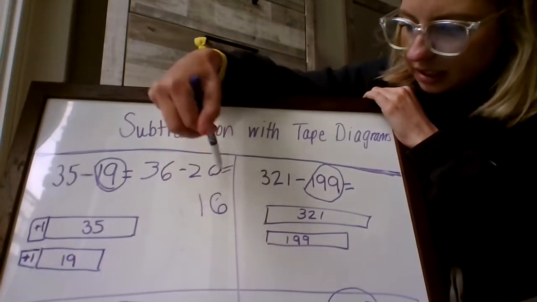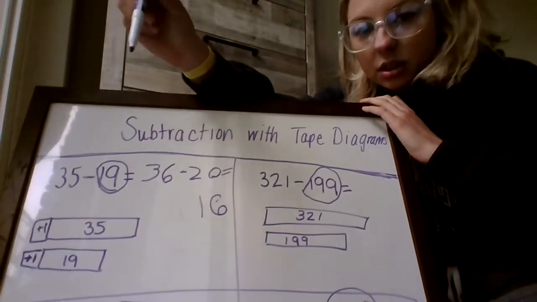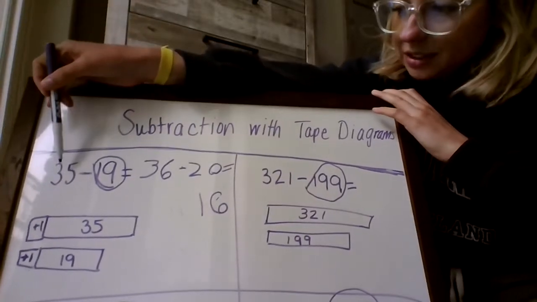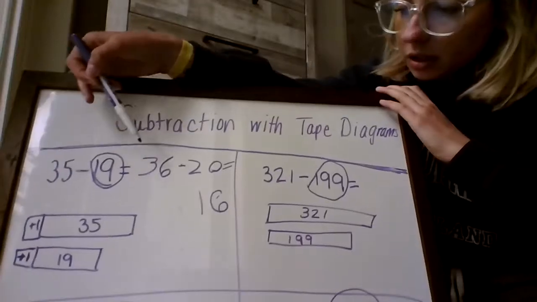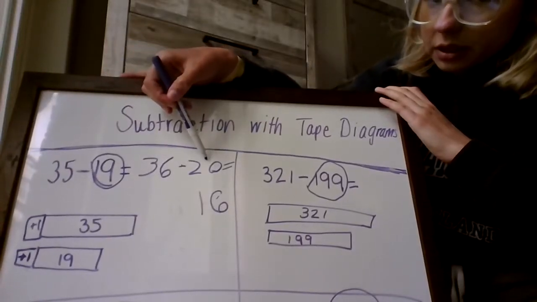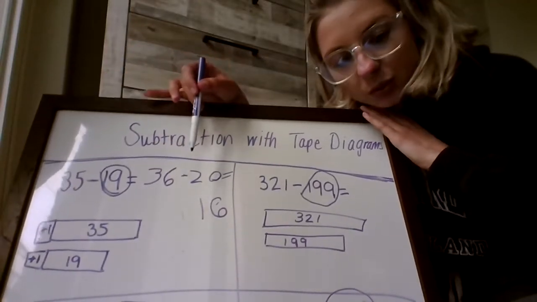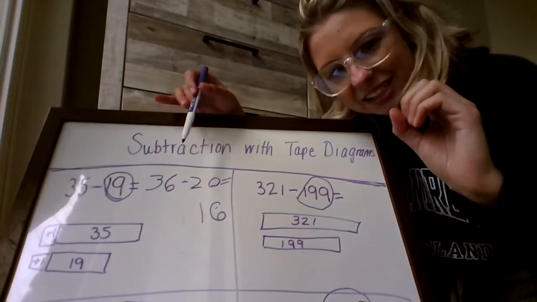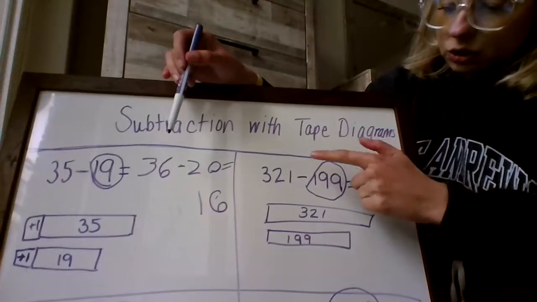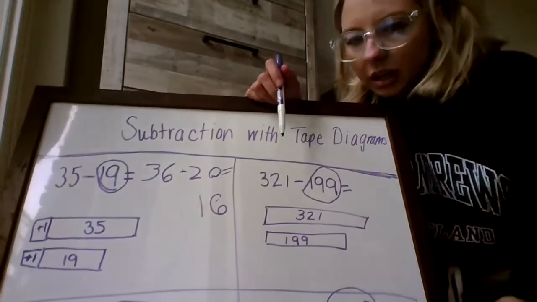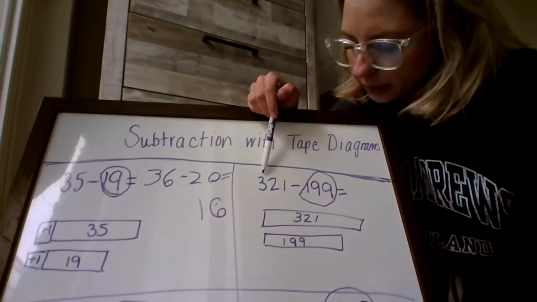Now, I would like to ask you and ask myself, what's easier to subtract? 35 take away 19 or 36 take away 20? Obviously, it's when we're taking away 20 because the number ends in a zero and we don't have to do anything to the ones. Super easy. Let's try this one a little bit harder. Now we're going to go into the hundreds.